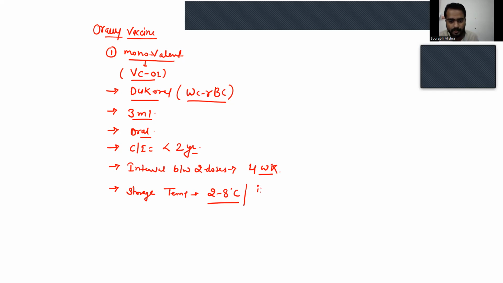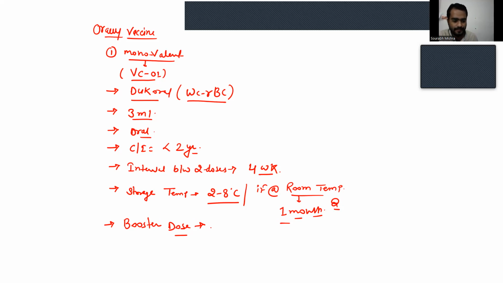And if you are storing at room temperature, you can store for 1 month. So this is your question: if you are storing that cholera vaccine, you can store for 1 month. And next, the booster dose you can give at 2.5 to 5 years of age. So this is your oral vaccine.